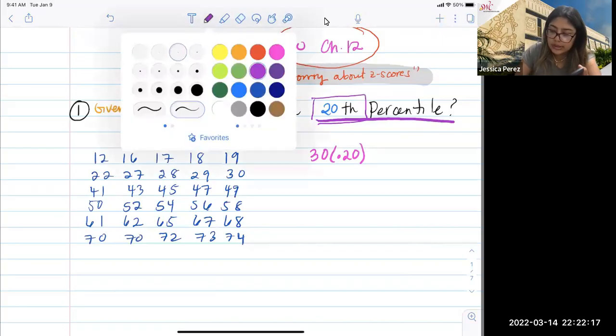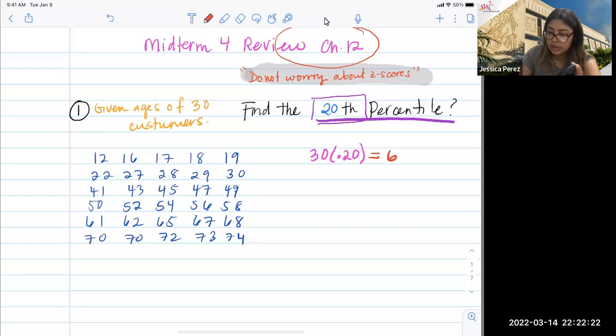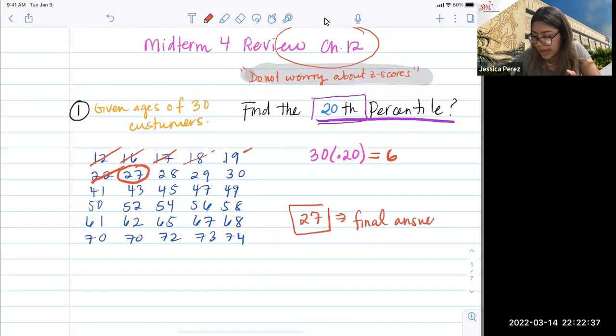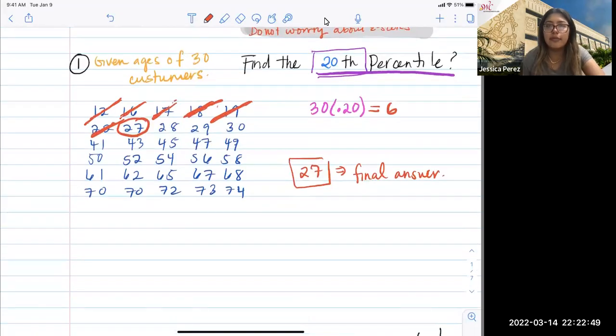So what is this 6 about? What you're going to be doing is you're going to cross 1, 2, 3, 4, 5, 6, and it's going to be the next number after that. So 27 is your final answer. So it's always the number afterward. You're going to cross again 1, 2, 3, 4, 5, 6, and it should be the next number afterward. That is the 20th percentile of this data.